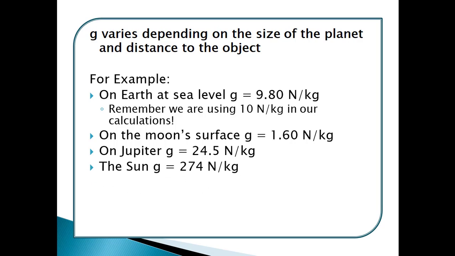And then there's the sun. The sun is really big. And so if we could stand on the surface of the sun, then gravity would be pulling down on us with a force of 274 newtons for every kilogram. So probably not enough that you would actually be able to stand up.